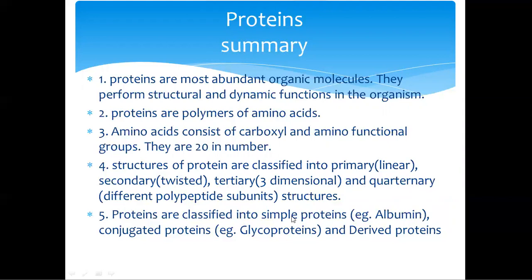And proteins are classified into three important types: simple proteins, for example albumins; conjugated proteins, which have a protein part and a non-protein part, for example glycoproteins; and the third one, derived proteins. These derived proteins are derived from simple proteins as well as conjugated proteins. This is about proteins, which are one of the important biomolecules present in the cell. Thank you.